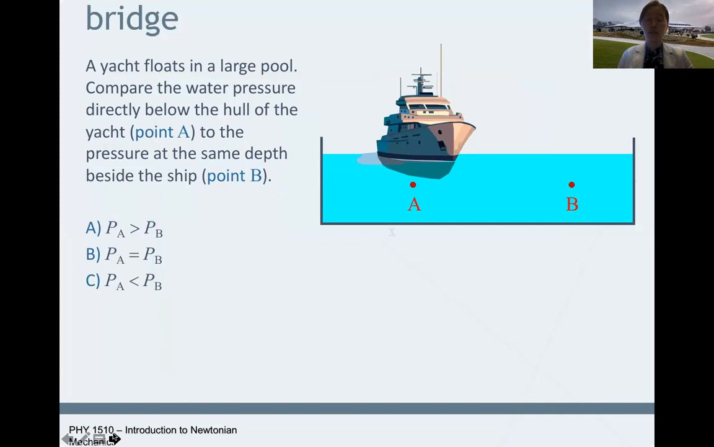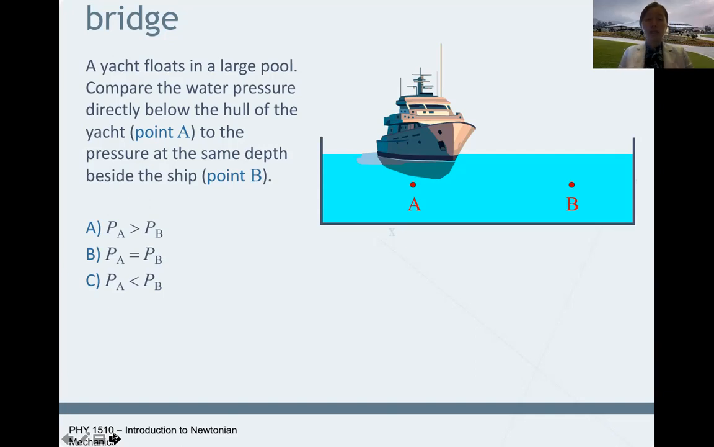Okay, so let's take a look at this question you should have already done. Here we are looking at a container. Here's a very large pool, and we have a yacht floating on it. Directly under the boat, there is a point A, and somewhere in the open water, at the same depth down, there's a point B. So we wanted to look at the water pressure at points A and B.